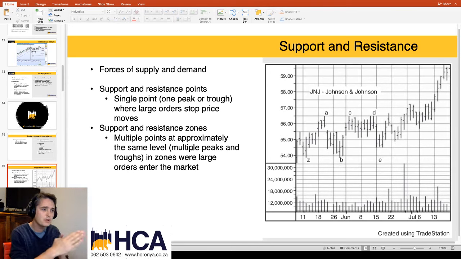So when we have multiple single points in the same sort of price level over a period of time, right? So multiple peaks and troughs at the same level where big orders are entering the market. For example, Z, B, and E, those combined, you can draw a line there. That is your support level or zone or area, right? And similarly, A, C, and D, this is your resistance zone or level, right?